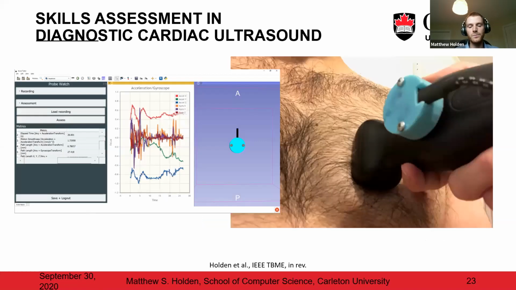And so we've been doing this in the case of diagnostic cardiac ultrasound, where we monitor the motion of an ultrasound probe during these cardiac ultrasounds performed on real patients. And we are able to assess skill with accuracies upwards of 90%. And so this is currently being employed or tested in a simulation-based training curriculum for diagnostic cardiac ultrasound.